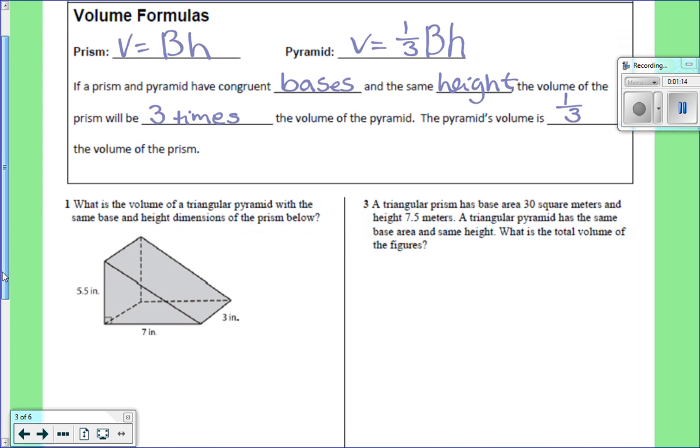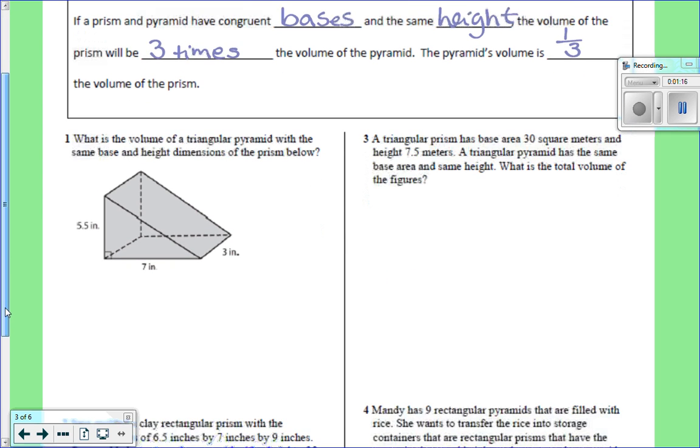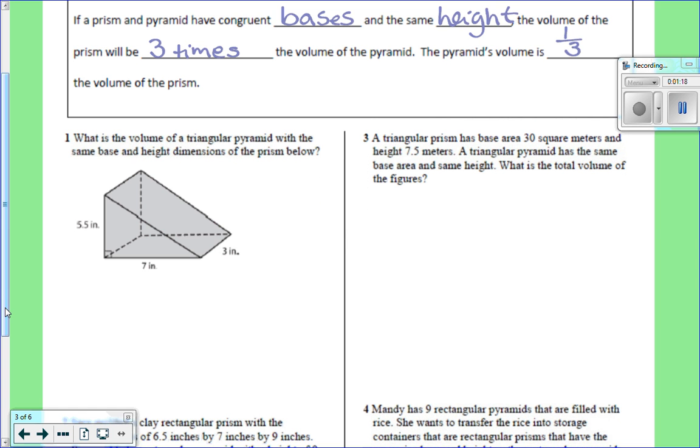Alright, we're going to do number 1 and 3 together. What is the volume of a triangular pyramid with the same base and height dimensions of the prism below? What can we do? What formula are we going to be using? Volume of a what? Good, pyramid, because that's what we want. So let's start with the volume of the pyramid formula, which is 1/3 times the area of the base times your height.